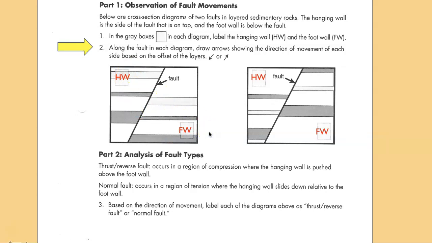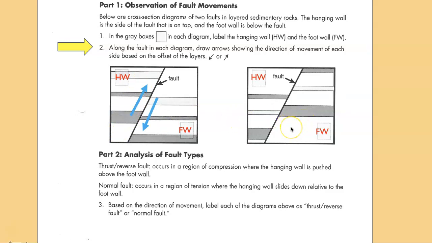Now it says to draw arrows showing the movement along each fault, and this one is a little trickier. We need to look again at units that were once continuous across the fault and now have been offset. If we look at this unit here, this thick dark gray unit, and then a thick white unit, and then a skinny gray unit, that seems to repeat over here. Thick gray, thick white, skinny gray. So it looks like the hanging wall side has gone up relative to the foot wall side.